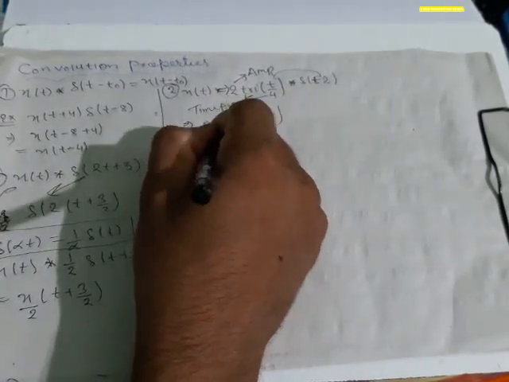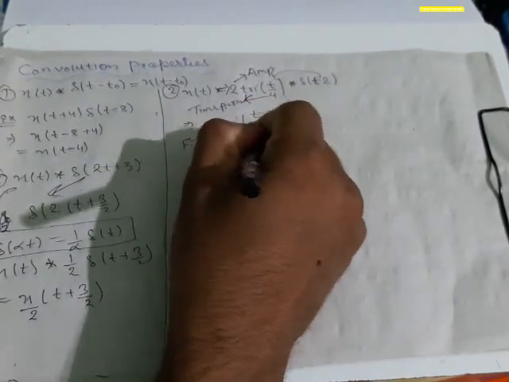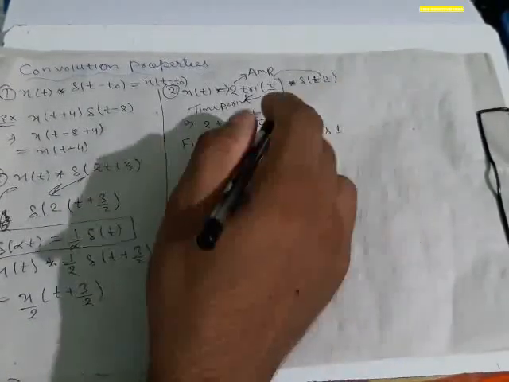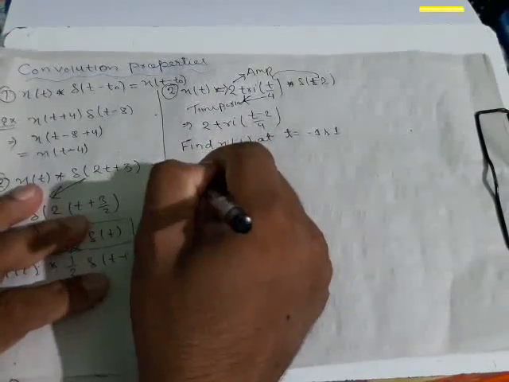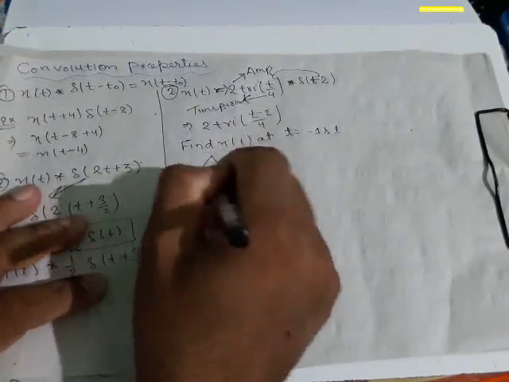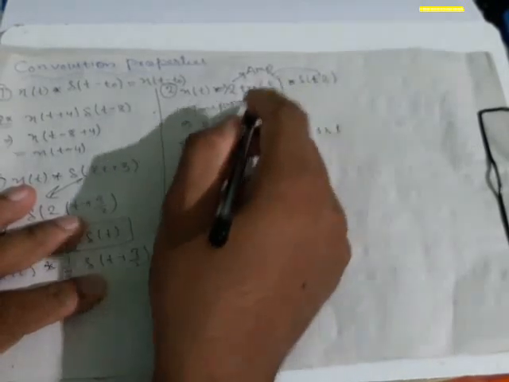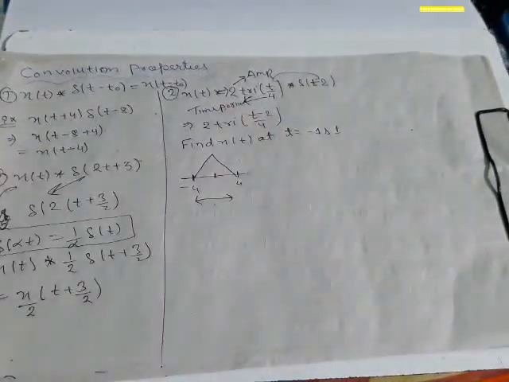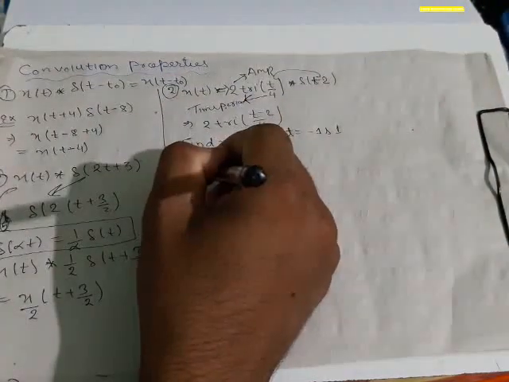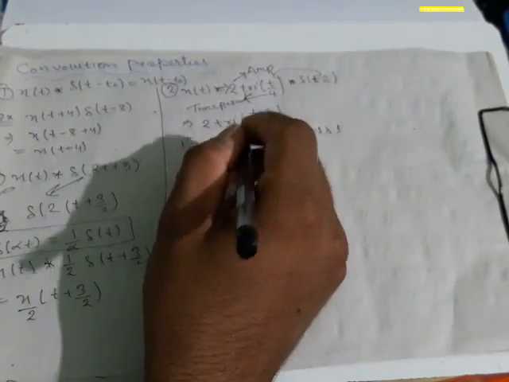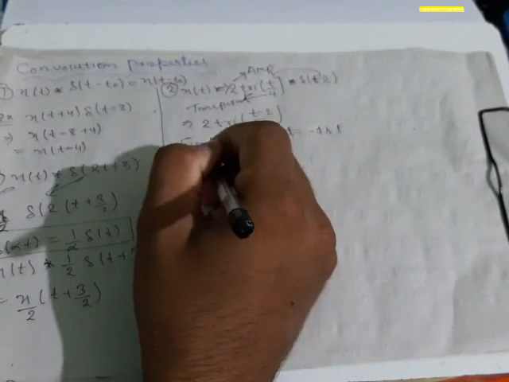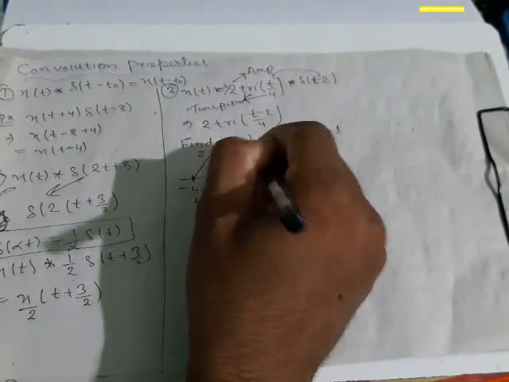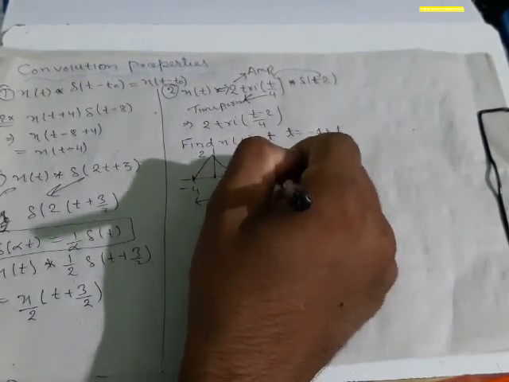So you know the result will be shifted by 2. This is also shifted by 2, that means it is like this, shifted by 2. Minus 1 is somewhere here, and at t equals minus 1 this is nothing but 1. Now 4 becomes 2.